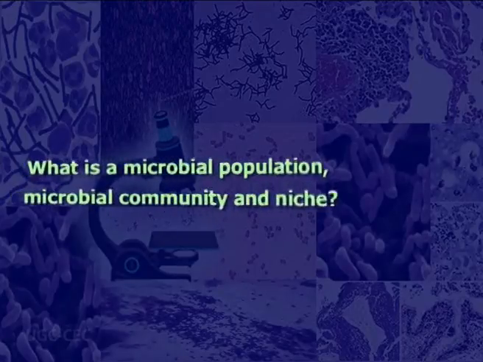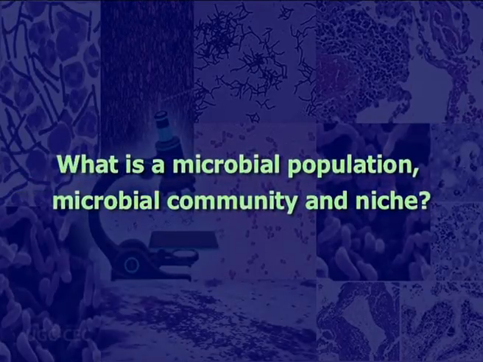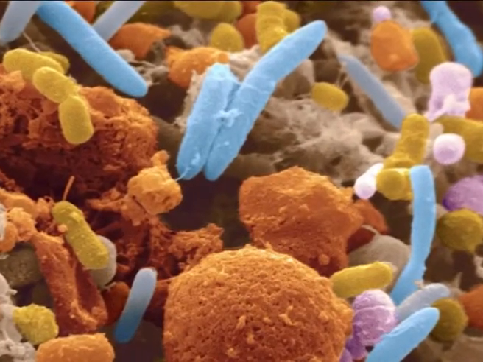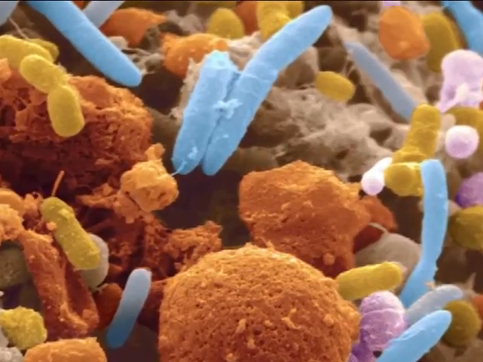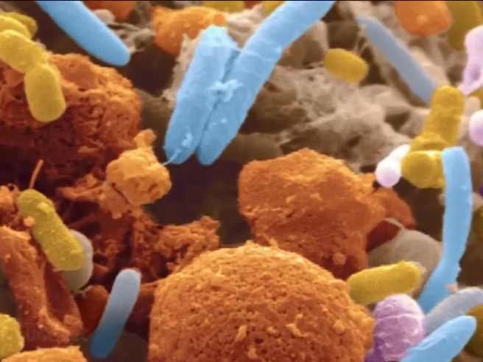Before moving further, first let me tell you what a microbial population, microbial community and niche are. A group of microorganisms of the same species that reside in the same place at the same time constitutes a microbial population. A microbial community consists of populations of one species living in association with populations of one or more other species.